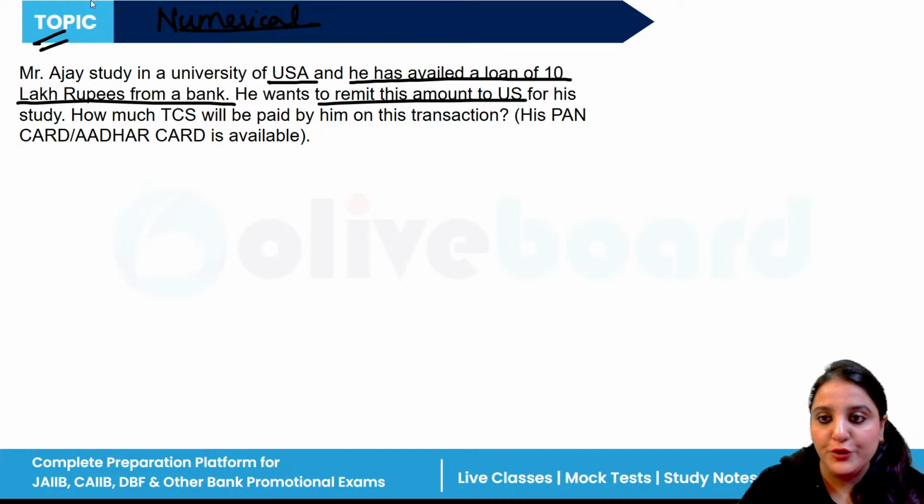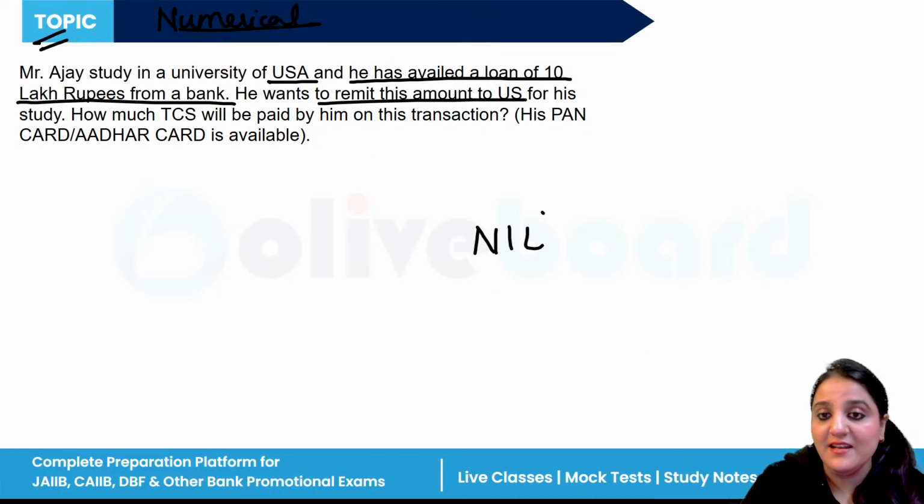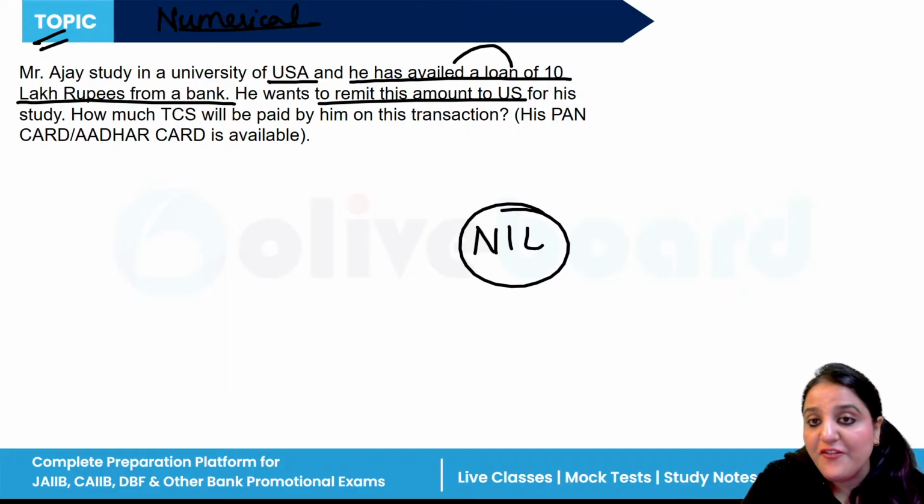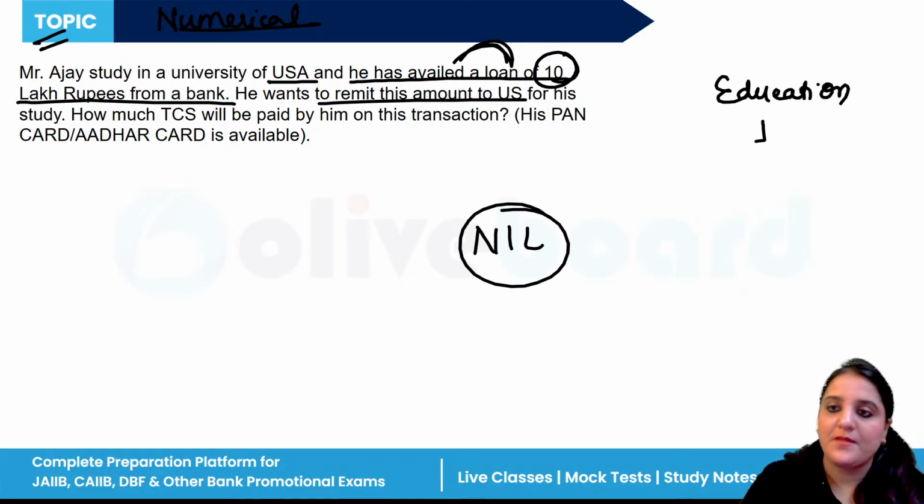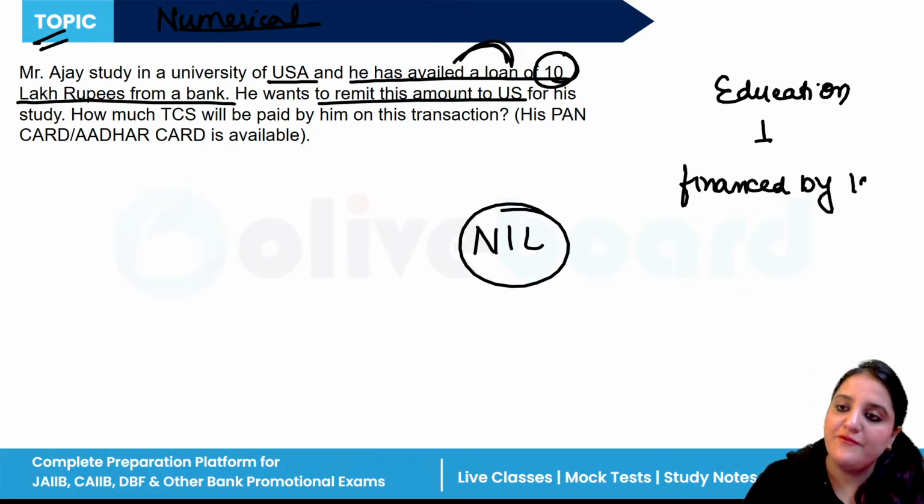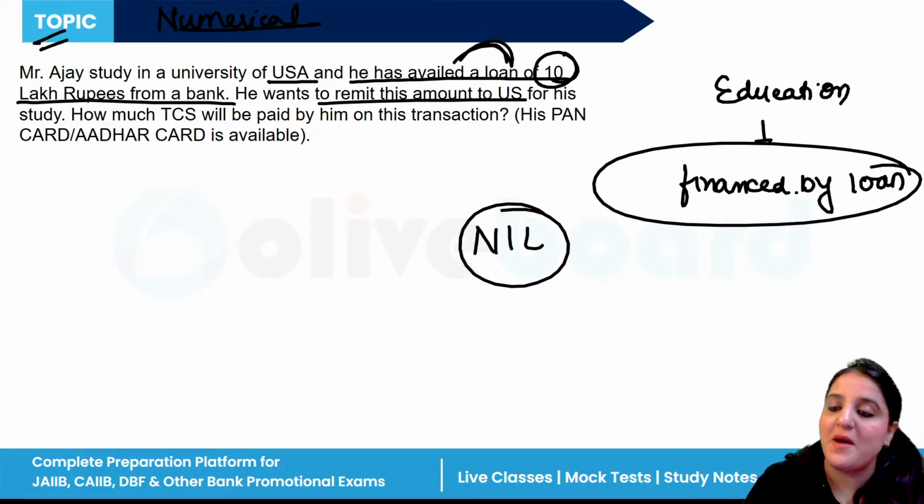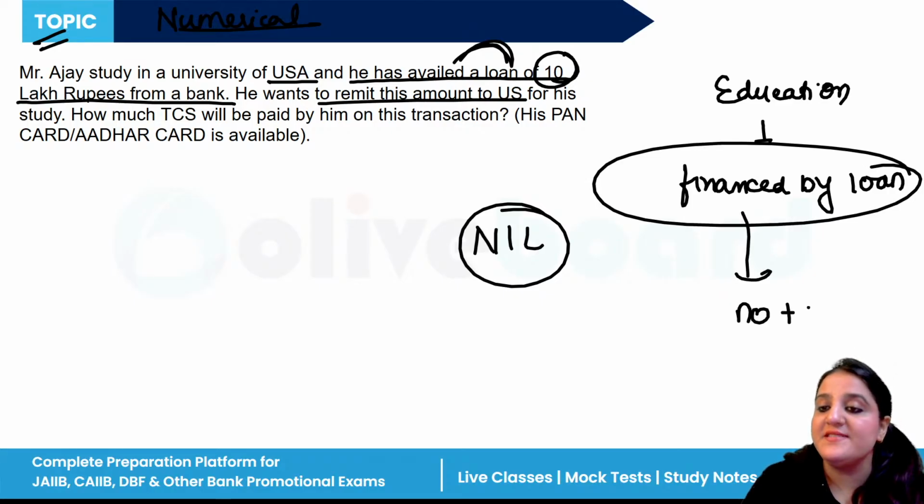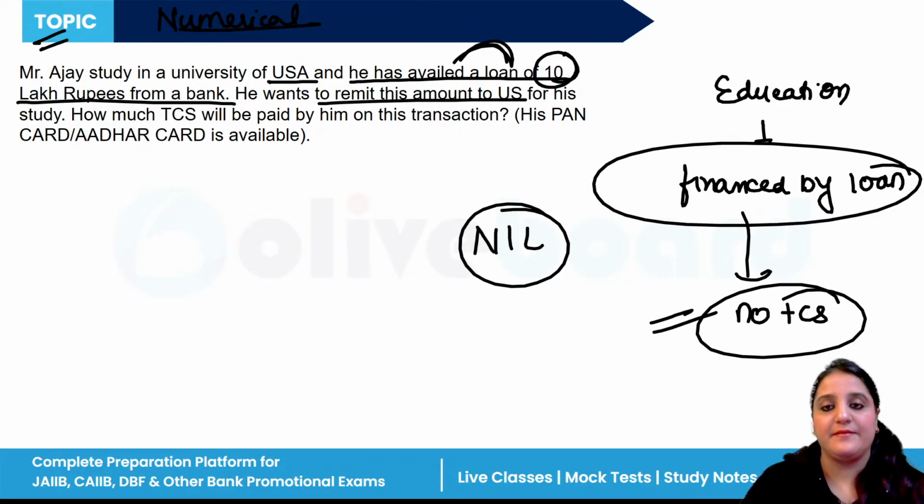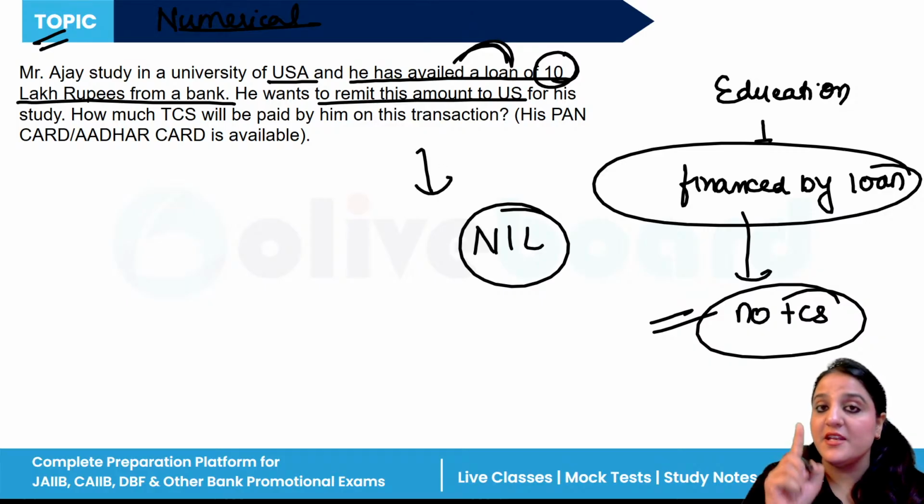So what I told you, the answer is nil. Why nil? Because he availed a loan of 10 lakh rupees. When the education is financed by a loan, no TCS is applied here. So the answer is nil. We have to write nil, not zero, nil.